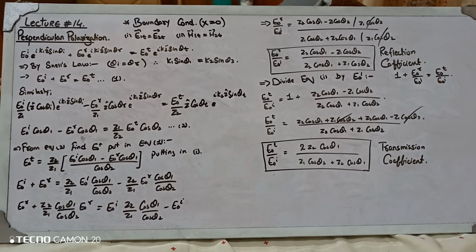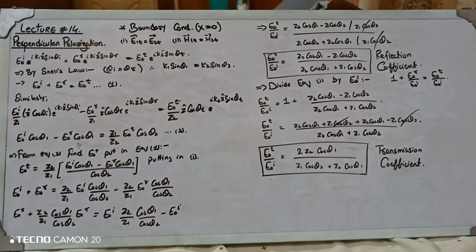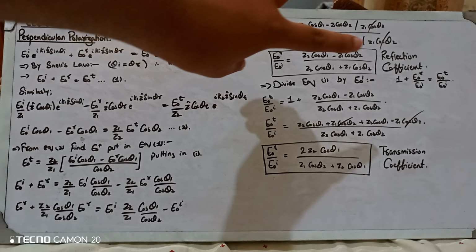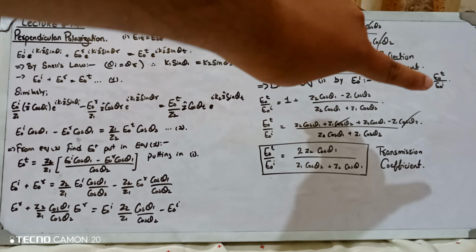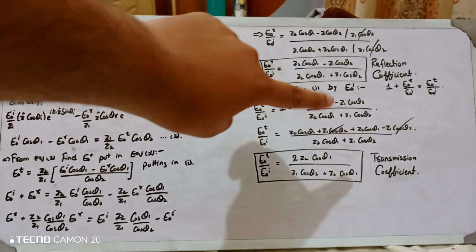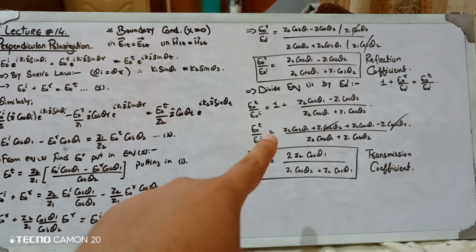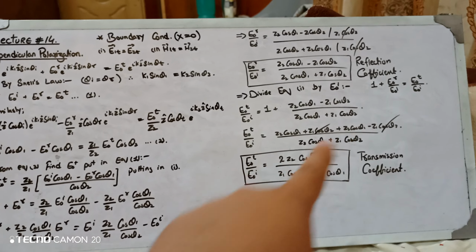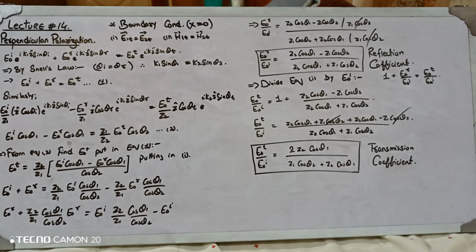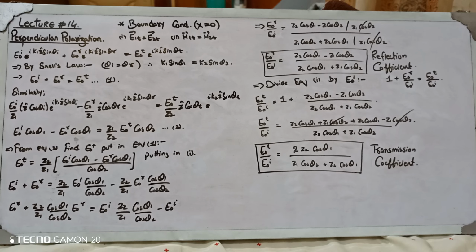So how can you find the transmission coefficient? You just have to divide your equation 1 by E0I. This is your equation 1, just divided by E0I. So it becomes 1 plus E0R divided by E0I equals E0T divided by E0I. E0R divided by E0I we already found. You have to put this, taking the LCM, this cancels with this, and Z2 cos theta 1 plus Z2 cos theta 1 becomes 2 Z2 cos theta 1 divided by Z1 cos theta 2 plus Z2 cos theta 1. This is your transmission coefficient.